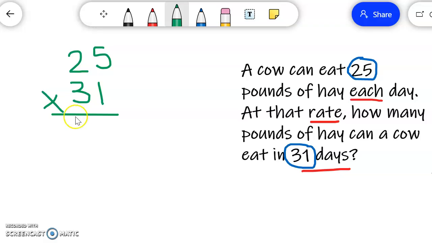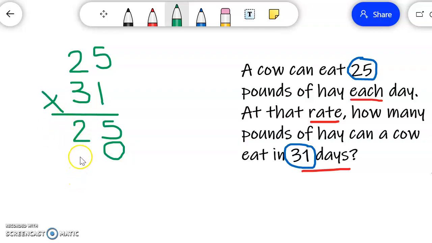I'm going to use the distributive property. I'm going to distribute the 1 to the 5 first, and 1 times 5 is 5. Now I'm going to distribute the 1 to the 2. 1 times 2 is 2. Now I have to put a 0 placeholder underneath my 5 in the 1's place before I can distribute the 3. So now I'm ready to distribute the 3 because my 0 is there.